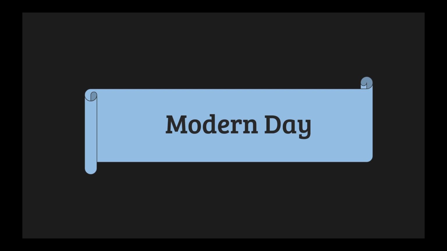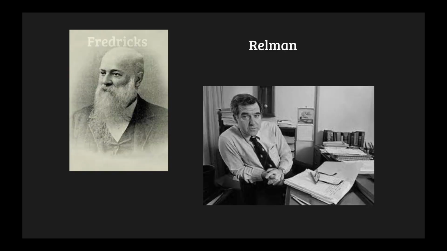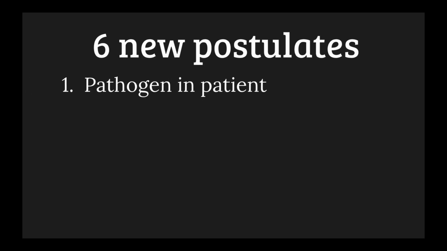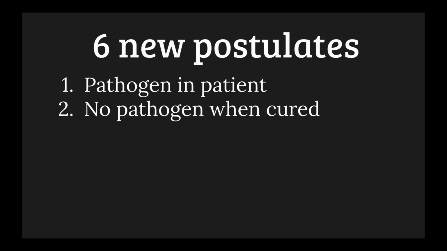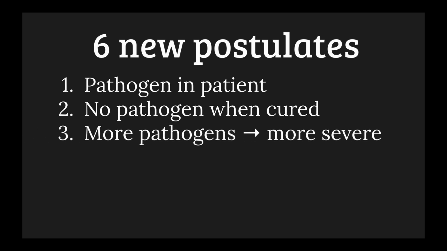To make up for these limitations, scientists in the 20th century, especially Fredericks and Relman, have proposed new postulates to better fit modern pathogens. In all, there are 6 new criteria. First, the virus, bacteria, or parasite, also known as a pathogen, can be seen in the patient before the infection of the disease, just not as prevalent as when the host has the disease. Second, when the disease is cured, you should not be able to detect the pathogen in the host any longer.